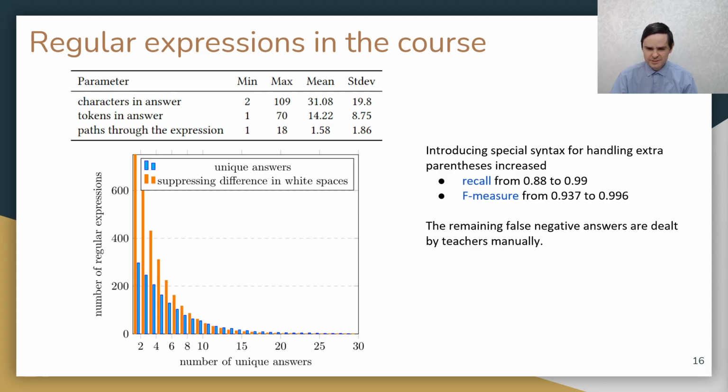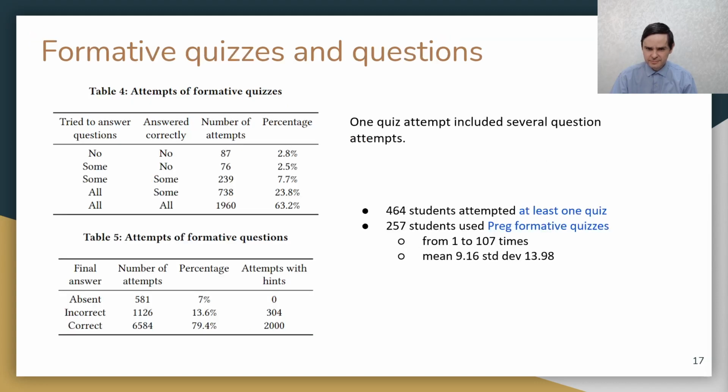The results are impressive given the diverse nature of the answers on line of code questions. The remaining few false negatives were easily dealt with by teachers manually. To understand the numbers on this slide, you should keep in mind that one quiz attempt creates several question attempts. As you can see, most of the students who attempted formative quizzes and could use the hints found correct answers to at least some of the questions without asking the teacher.